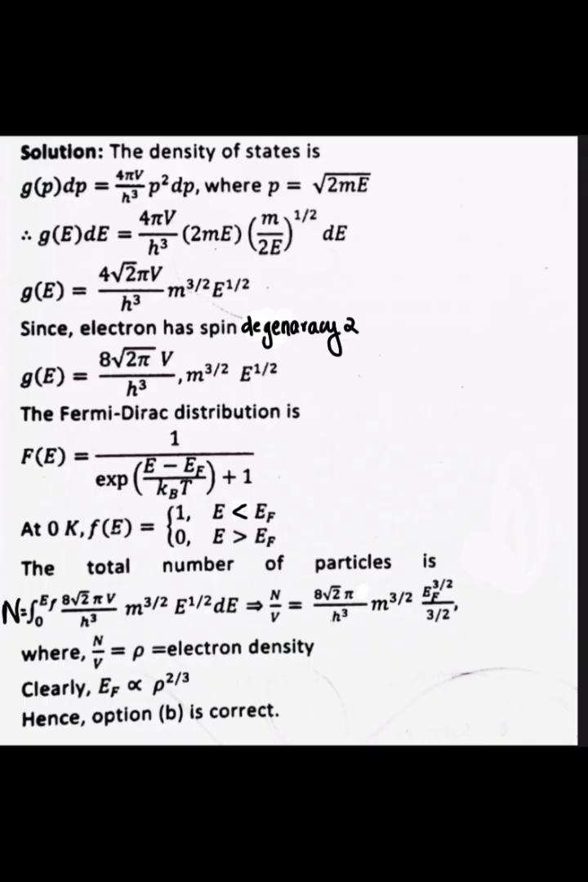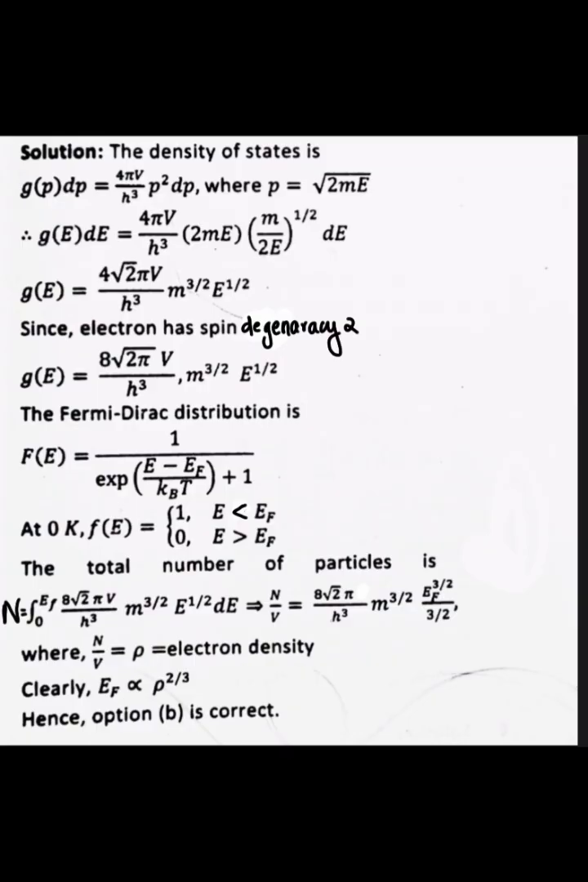The next question is, the Fermi energy of a free electron gas depends on the electron density rho as. Here the density of states is g of p dp is equal to 4 pi V by h cube p square dp, where p is equal to square root of 2mE. Therefore g of E dE is equal to 4 pi V by h cube into 2mE into m by 2E the whole raised to 1 by 2 into dE. Therefore g of E is equal to 4 into root 2 pi V by h cube into m raised to 3 by 2 E raised to 1 by 2. Electron has a spin degeneracy 2, so we need to multiply it by 2. So g of E is equal to 8 root 2 pi V by h cube m raised to 3 by 2 E raised to 1 by 2.